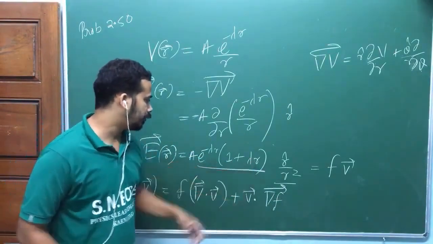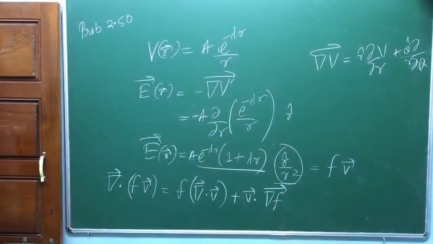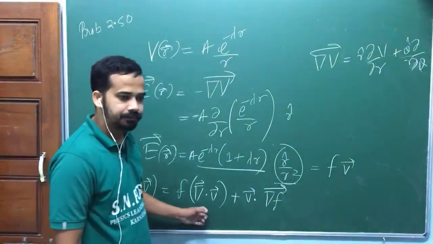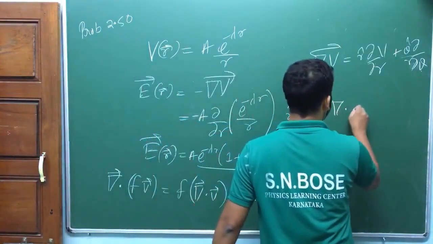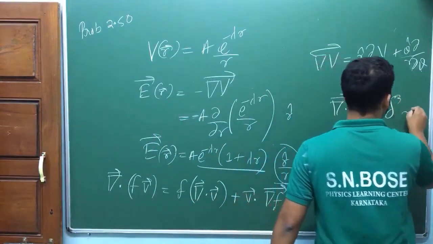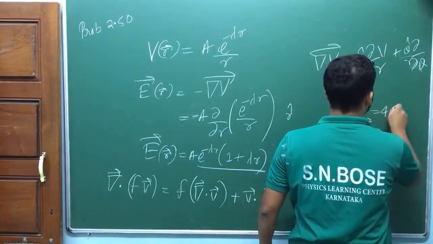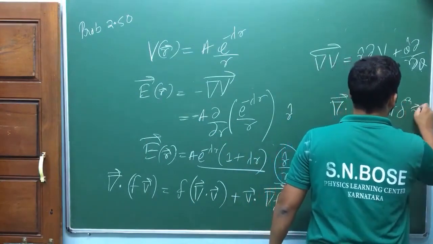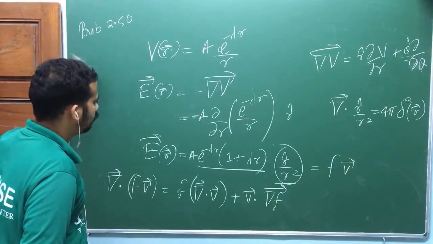Del dot V, where what is V? This is the vector field actually. That is your Dirac delta. Del dot r cap by r square is 4 pi delta cube of r actually. Speak out. Gradient is also this gradient only.